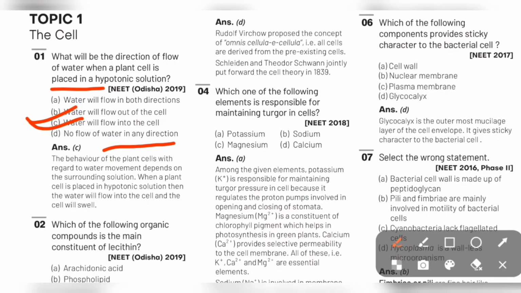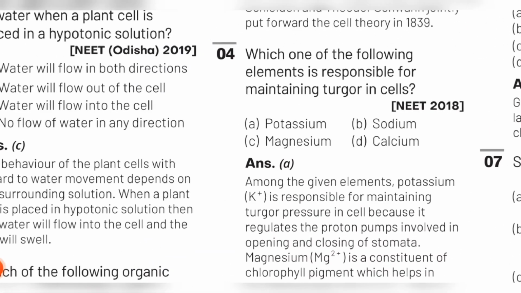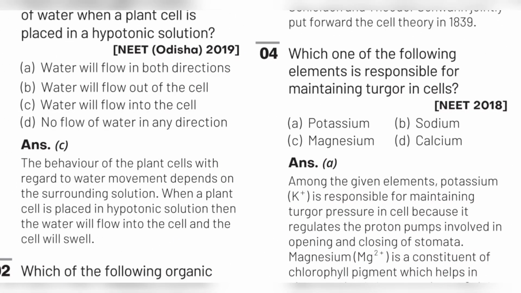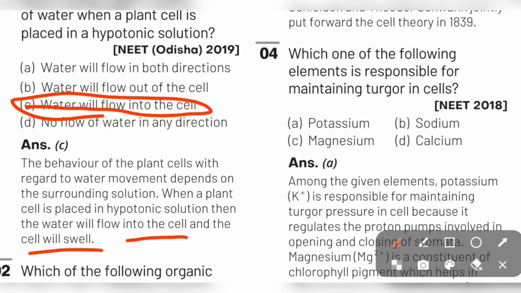The behavior of the plant cell, let me zoom in a little on this. The behavior of the plant cell with regard to water movement depends on the surrounding solution. You know this. When a plant cell is placed in hypotonic solution, meaning the solute content should be lower there, the water will flow into the cell and the cell will swell. So water will flow into the cell is the correct option.